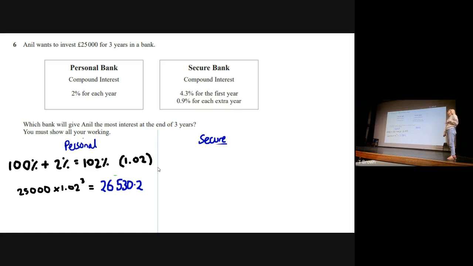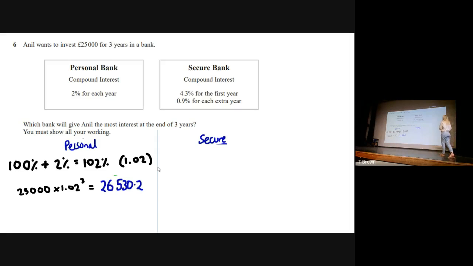So that's 26,530.2. It's worth saying that if this is a Hegarty question, if you didn't put a 0 here, they would say that's wrong because it's money and it really should have 2 decimal places. And they're a bit picky with that, but they're right to be picky because it should have 2 decimal places, shouldn't it?